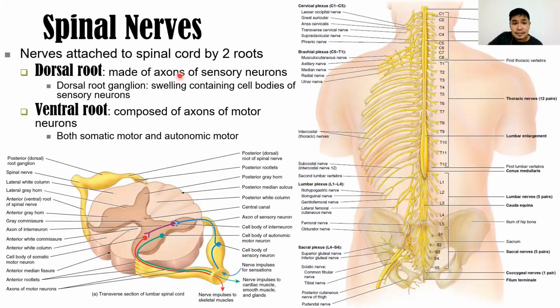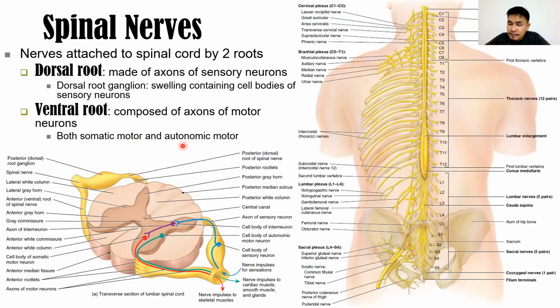Nerves are attached to the spinal cord by two roots, the dorsal root and the ventral root. Yun nga, this is more specific na lang, no? Although I touched it a little a while ago. Your dorsal roots are made of axons of sensory neurons. Dorsal, sensitive na, di ba, ang back, dorsal root. Dorsal root ganglion is just the swelling containing cell bodies of sensory neurons, acting like relay centers of the message. And the ventral roots are composed of axons of motor neurons. Motor, action, motor. So both somatic motor and autonomic motor.